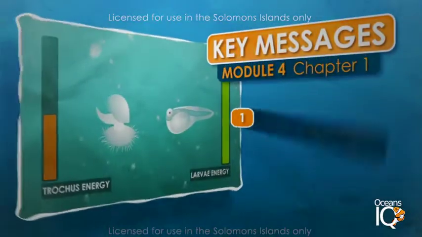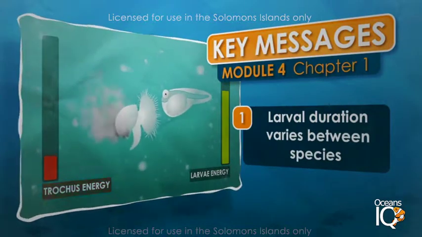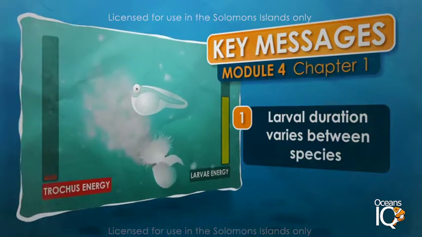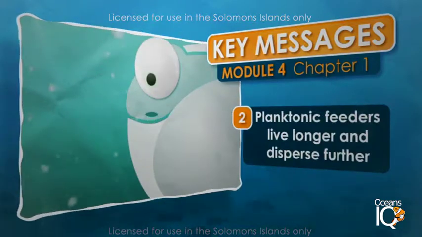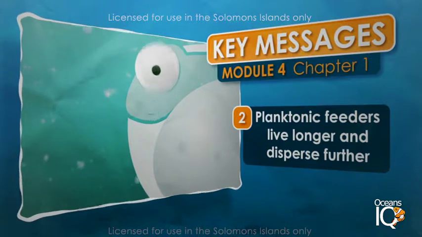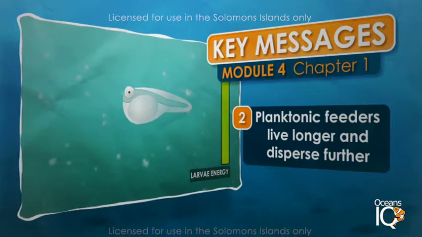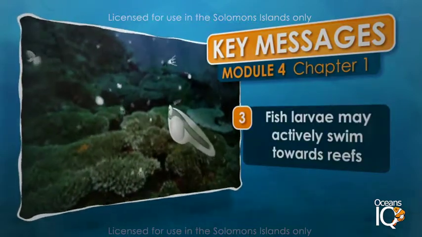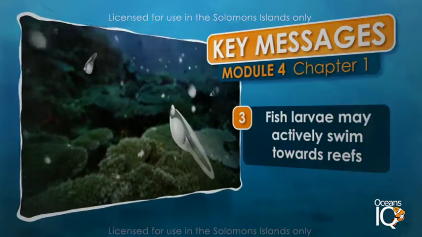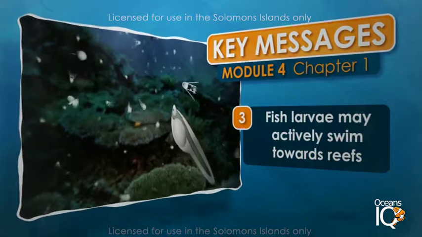Here are some key messages. The larvae of different species naturally differ in the distance they can travel on ocean currents. Larvae that are able to feed can extend their planktonic life phase and travel further on the currents. And intriguingly, some fish larvae seem to be able to smell or hear nearby reefs and actively swim towards them.